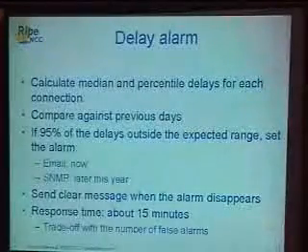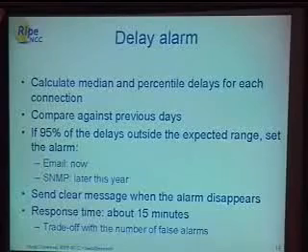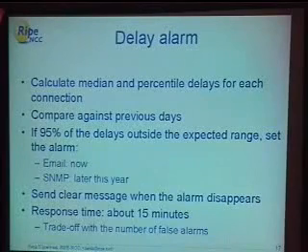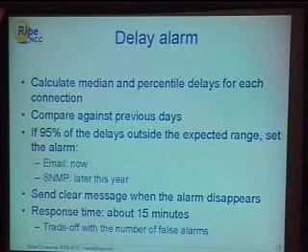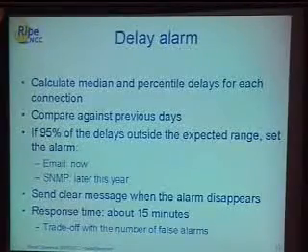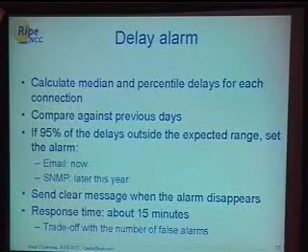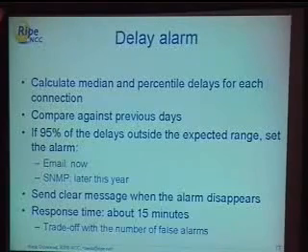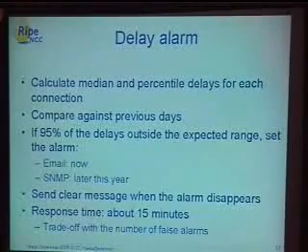So this is how we do it. We basically calculate median and percentile delays, and we compare that against the previous days. And as soon as 95% of the delays are outside the expected range, we'll raise an alarm. And at the moment we do this by email. We're planning to move this into SNMP later this year, so that it can be put into whatever monitoring system you have at your NOC. Because besides setting the alarm, we also clear it if the unusual condition disappears.